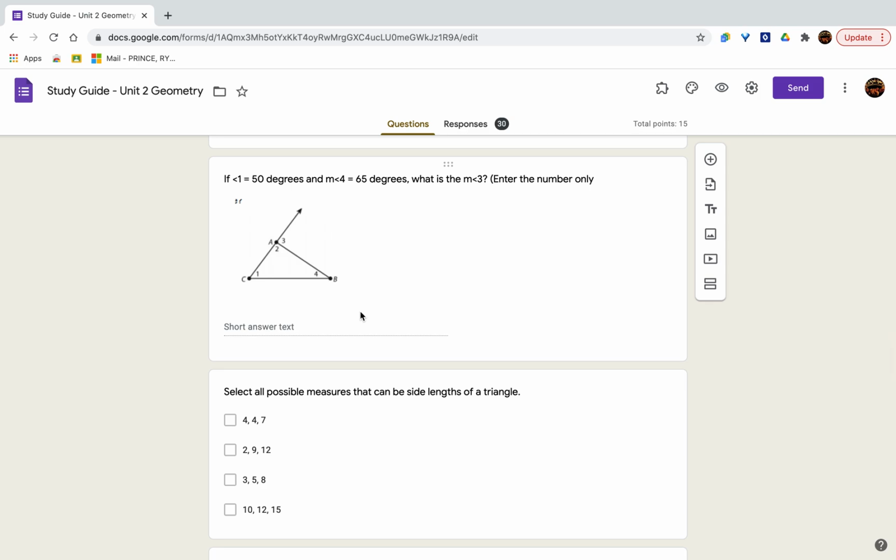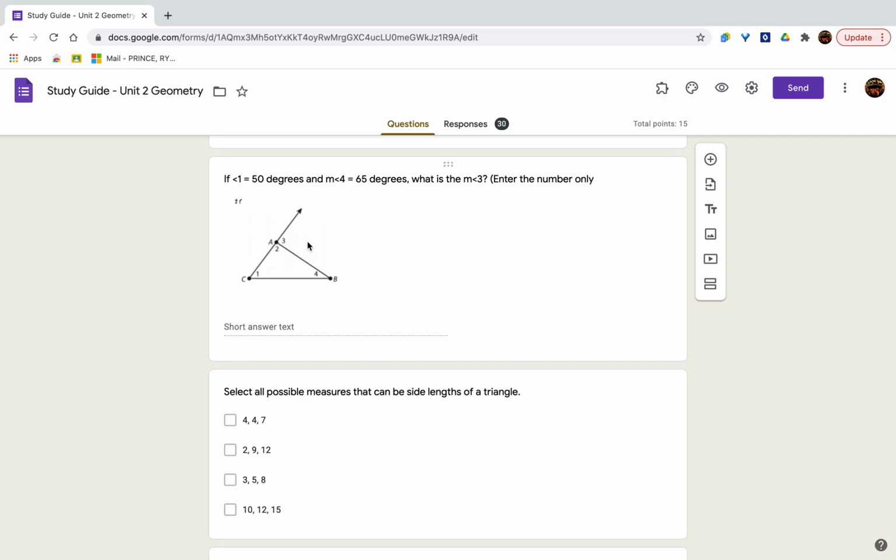All right, the exterior angle, I think I can explain this to you without showing you math, but I will also do that. It says if angle 1 is 50 degrees and angle 4 is 65 degrees, then what's angle 3? This is what they call the exterior angle theorem. All you do is add angle 1 and angle 4 together, and you get 115 degrees for angle 3.